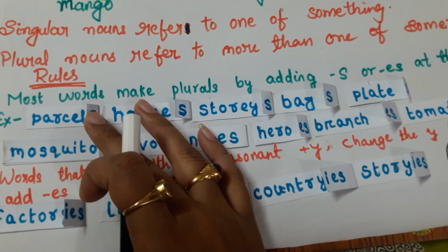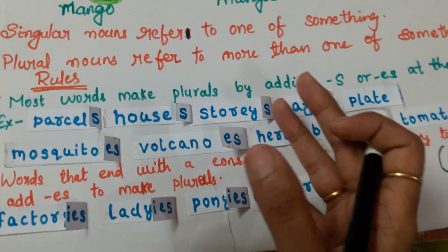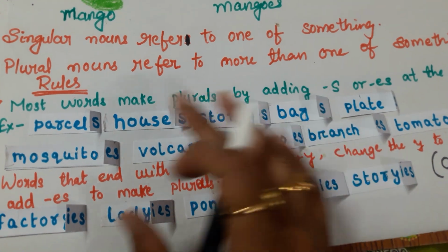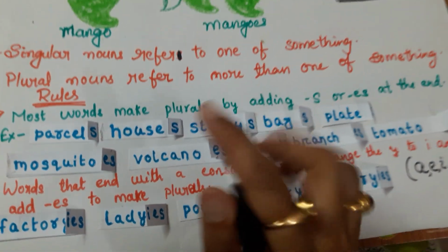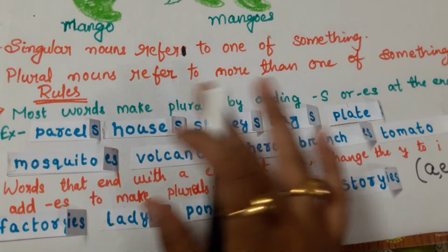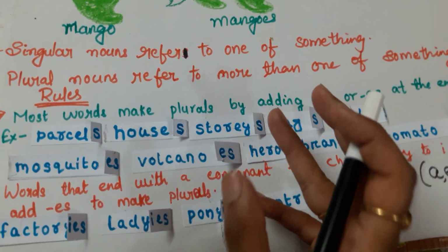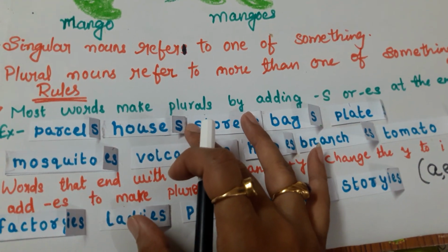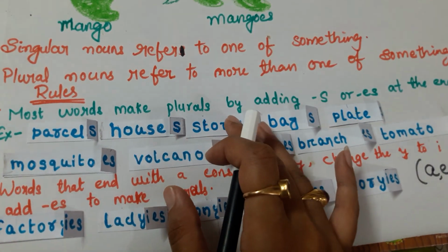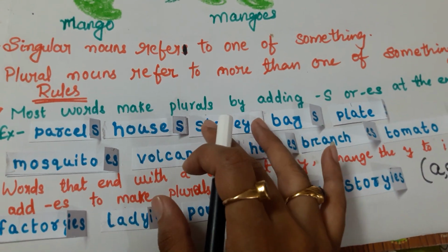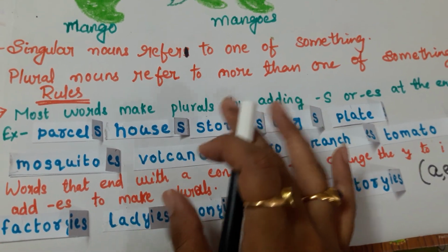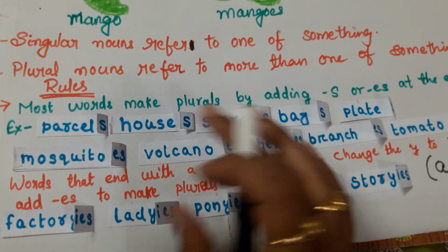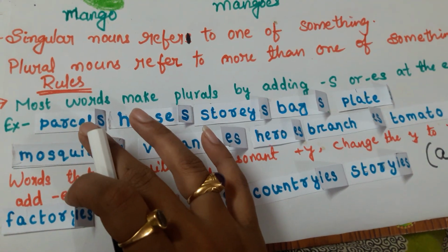Now, there are certain rules to be followed to change singular nouns into plural nouns. But remember, it's not always right to follow these rules, because some nouns don't follow them. The rules are not to be applied to some of the nouns. I will be telling you about those nouns also. Now let us go ahead and see.